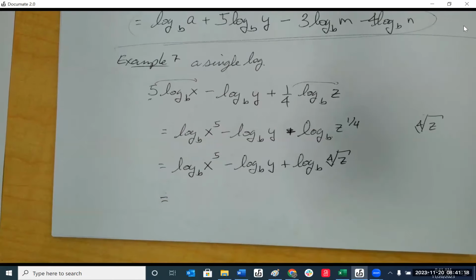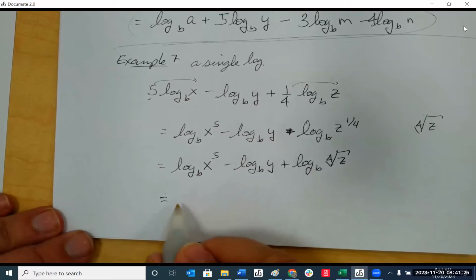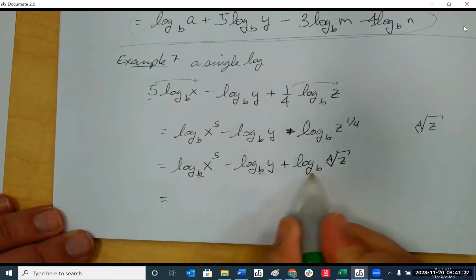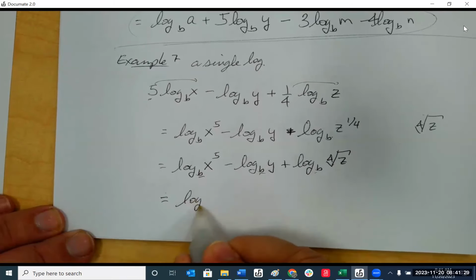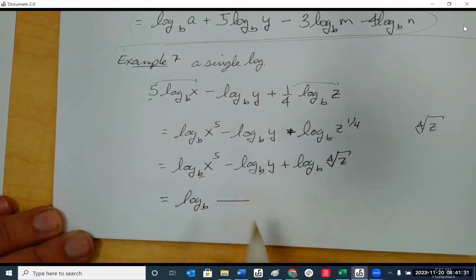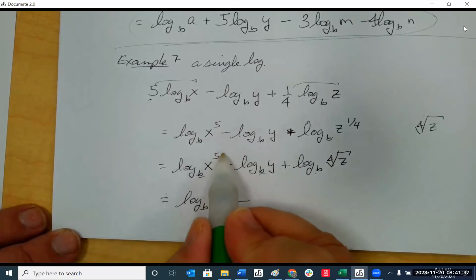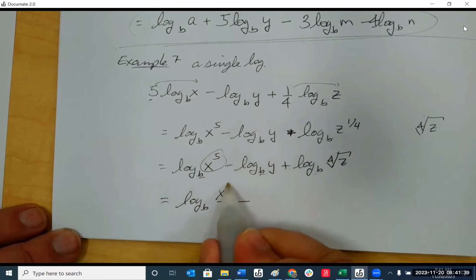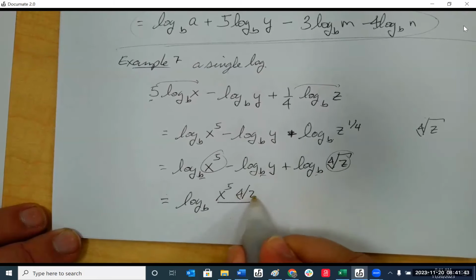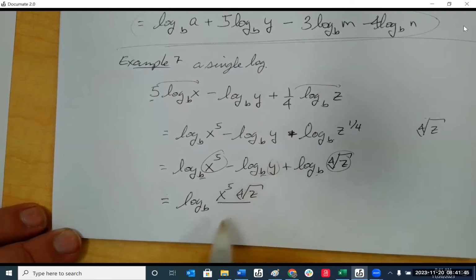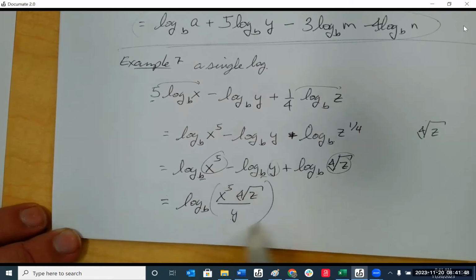Now we can combine them. Since we have pluses and minuses, that means we're going to have a fraction. And they're all log base b. So it's log base b, and it has to be a fraction. Anything that has a plus in front of it goes on top. Anything that has a minus goes on the bottom. So x to the 5th, 4th root of z go on top, and y goes on the bottom. And there's your answer.